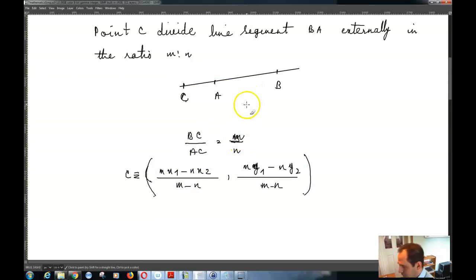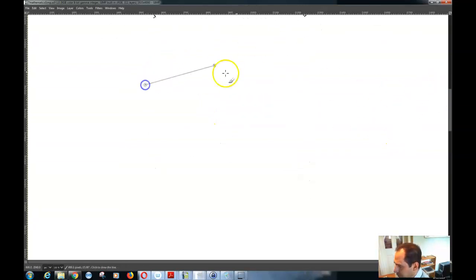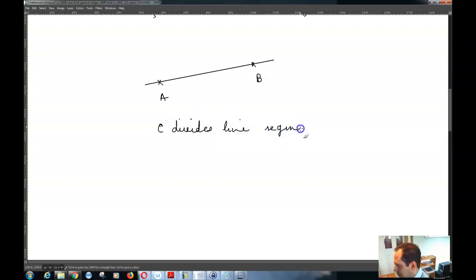And the same thing happens in the case of the internal division of a line, meaning that, for example, if you have this line segment AB over here, if you say that the point C divides the line segment AB internally in the ratio m to n, this is one thing.